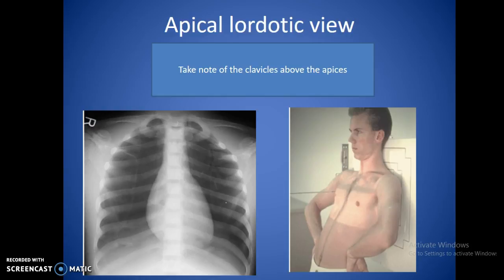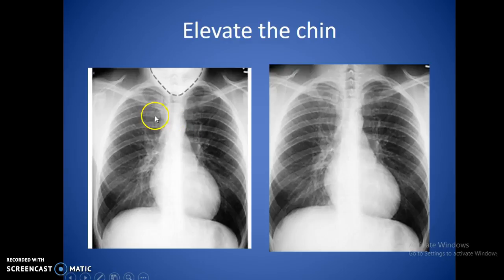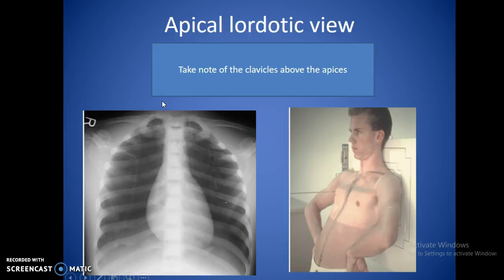Apical lordotic view. This is really just to see the very tops of the lungs. What you should notice on this image here is that we can see the entire apex without the clavicles in the way. If we go back to the last image, normally the clavicles sit over the first 2 or 3 ribs on there. So when we do our apical lordotic position, we're able to see that area a little bit more clearly.